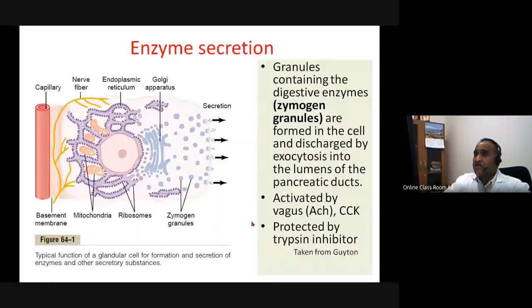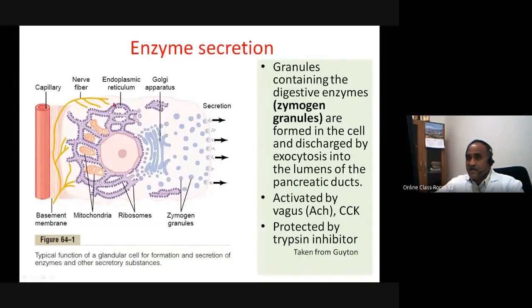Now come back here: how the enzyme secretion is taking place in the pancreas. This is a typical acinar gland. This is the basal side, which is associated with the blood vessel. This is the basement membrane, the blood vessel. And it receives the nerve fiber. The nerve fiber is from the vagus.